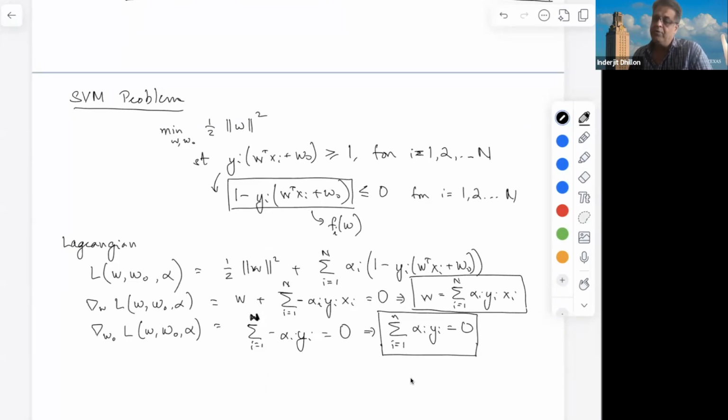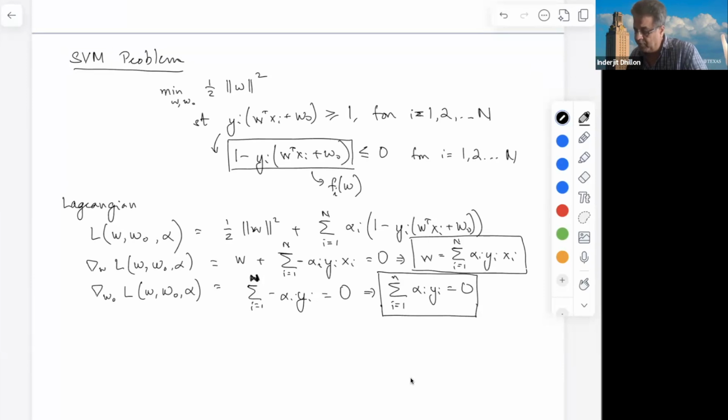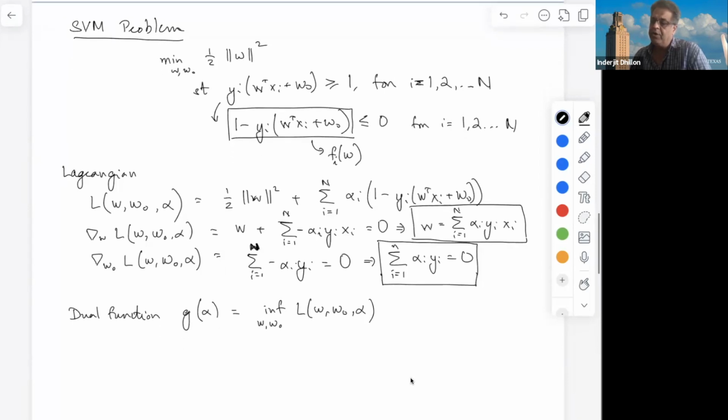Okay, so let's look at the dual now. Let's try to derive the dual, right? So the dual function, remember, we only have one set of dual variables now, right? Because we don't have any equality constraints. So I have that g of alpha is my dual function, and that is the minimizer over W, W naught of L(W, W naught, alpha). Okay, and we saw that the minimizer will actually have this property.